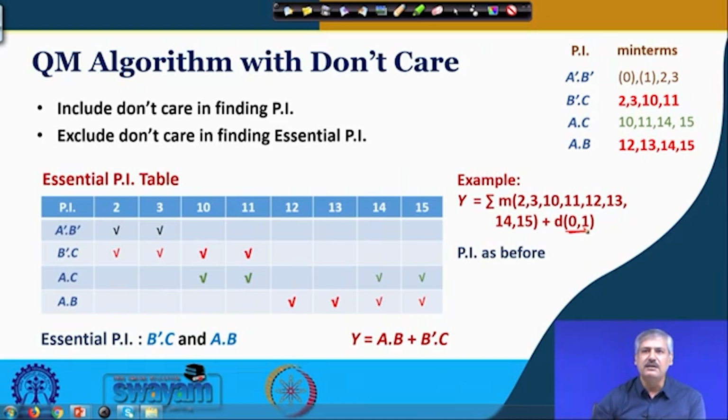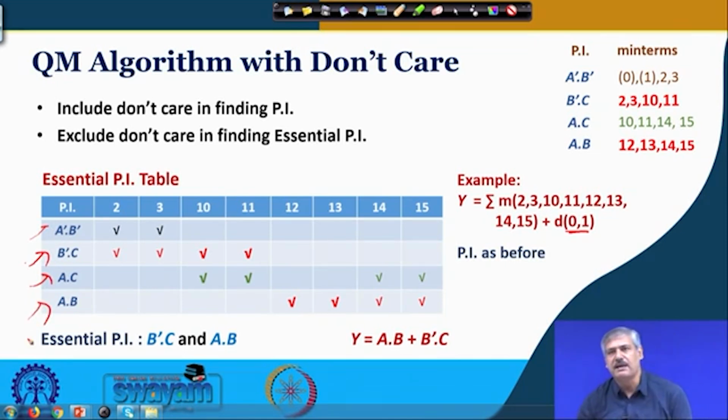So, in the first stage, as I said, 0, 1 will be considered as min terms to find the prime implicants. The prime implicants that we had got in the previous example will be the same in this example as well. So, the prime implicants we shall get are A prime B prime, B prime C, AC and AB by the same method. Now, in this example, because 0, 1 need not be covered, it is do not care, 0, 1 is excluded. You see 0, 1 is not over here; we are starting from 2, 3, 10 to 15.